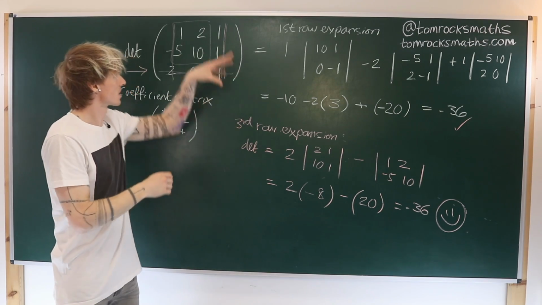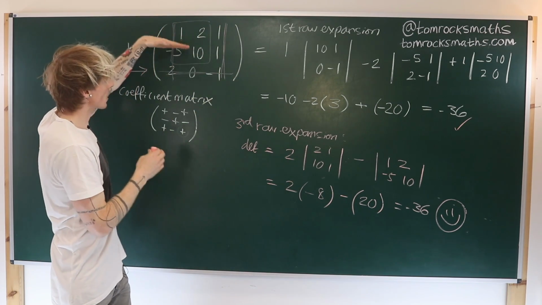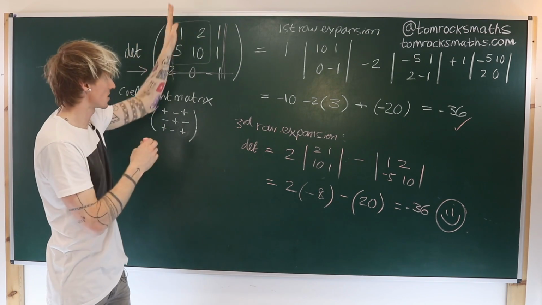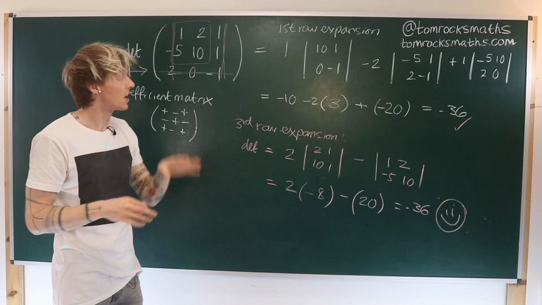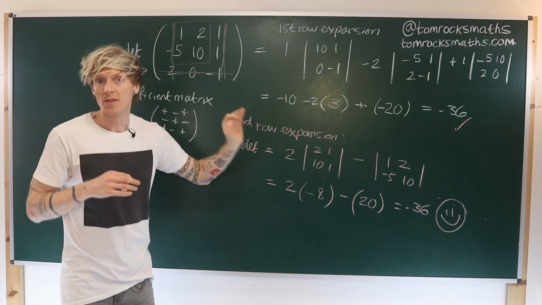So we can see that no matter where we expand, and again you can check for yourselves if you do the second row expansion, or in fact the first, second or third column expansions, you will always get the same determinant. You will get minus 36.